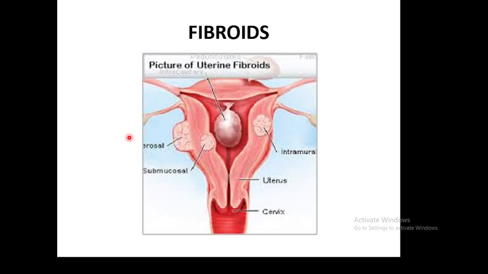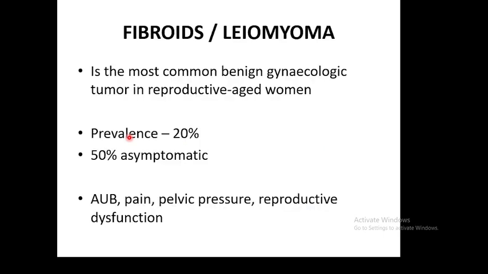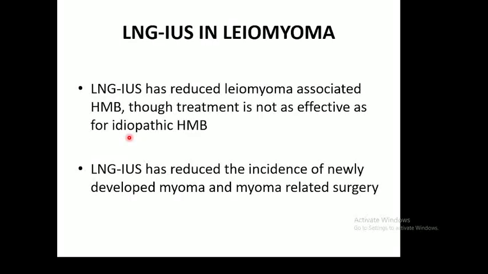Fibroids, there's a limited place for LNG-IUS in leiomyoma or fibroids. Fibroids are the commonest benign gynecological tumor in the female reproductive tract. The prevalence is 20%, 1 in 5 females are having fibroids. The beauty is only 50% are symptomatic. So you can calculate how many fibroids in the audience. It is 1 in 5.